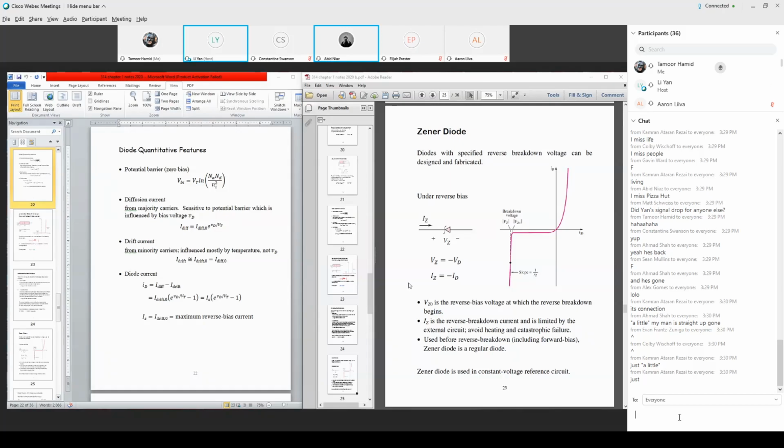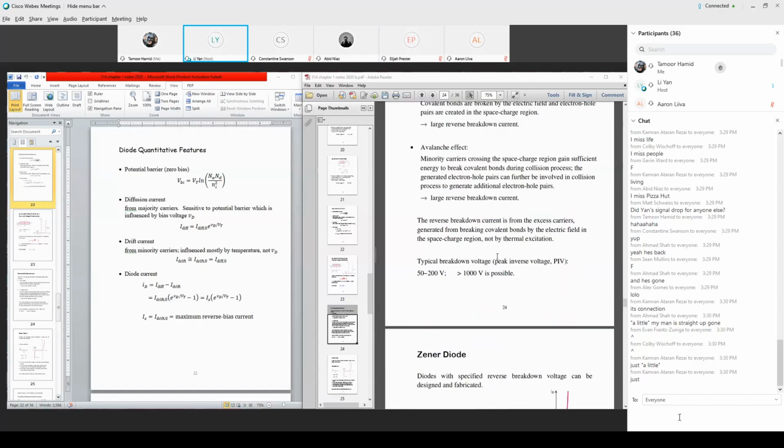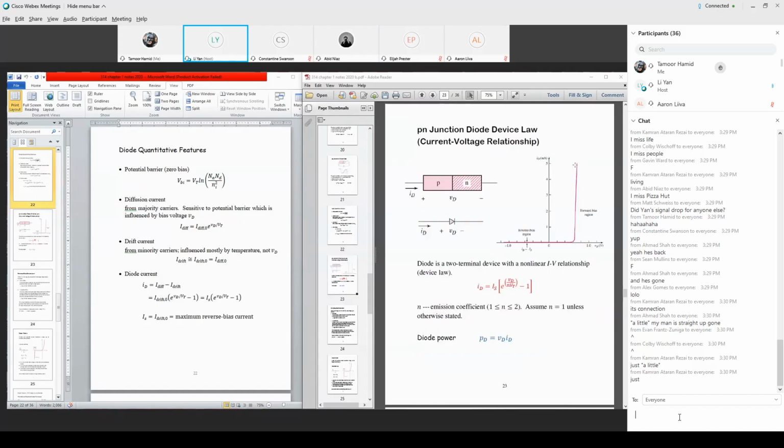Okay, let me just repeat. This behavior under forward bias, the current comes from the majority carriers. Under reverse bias, the charge carriers come from the minority carriers. Get it?